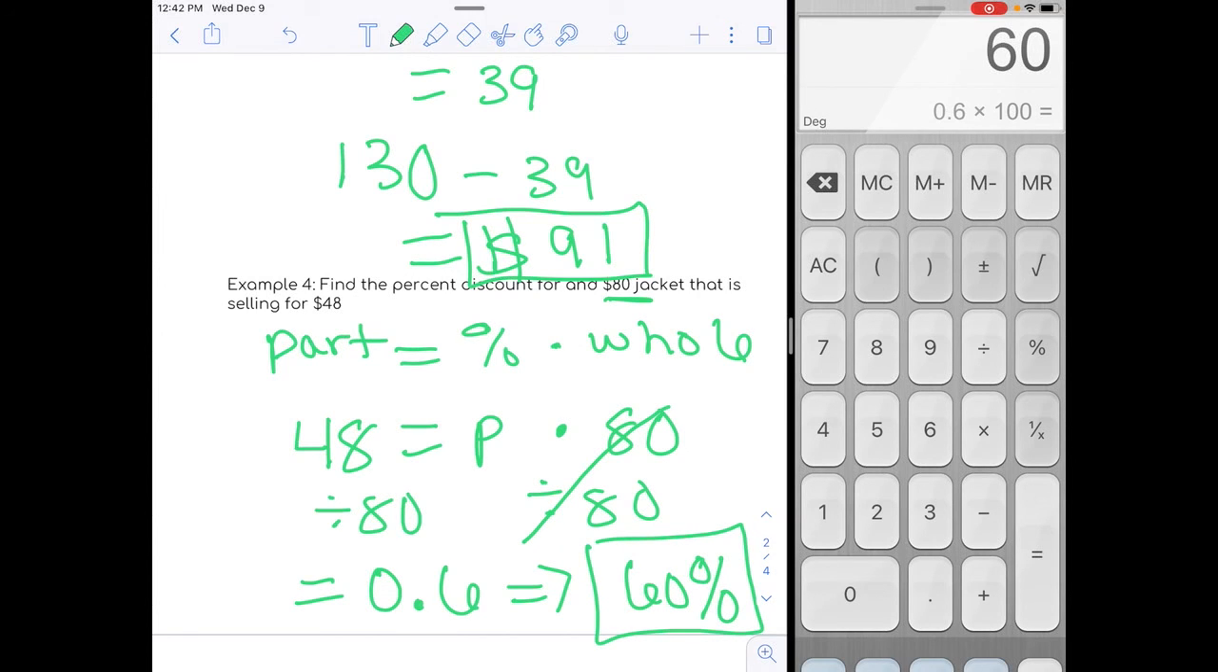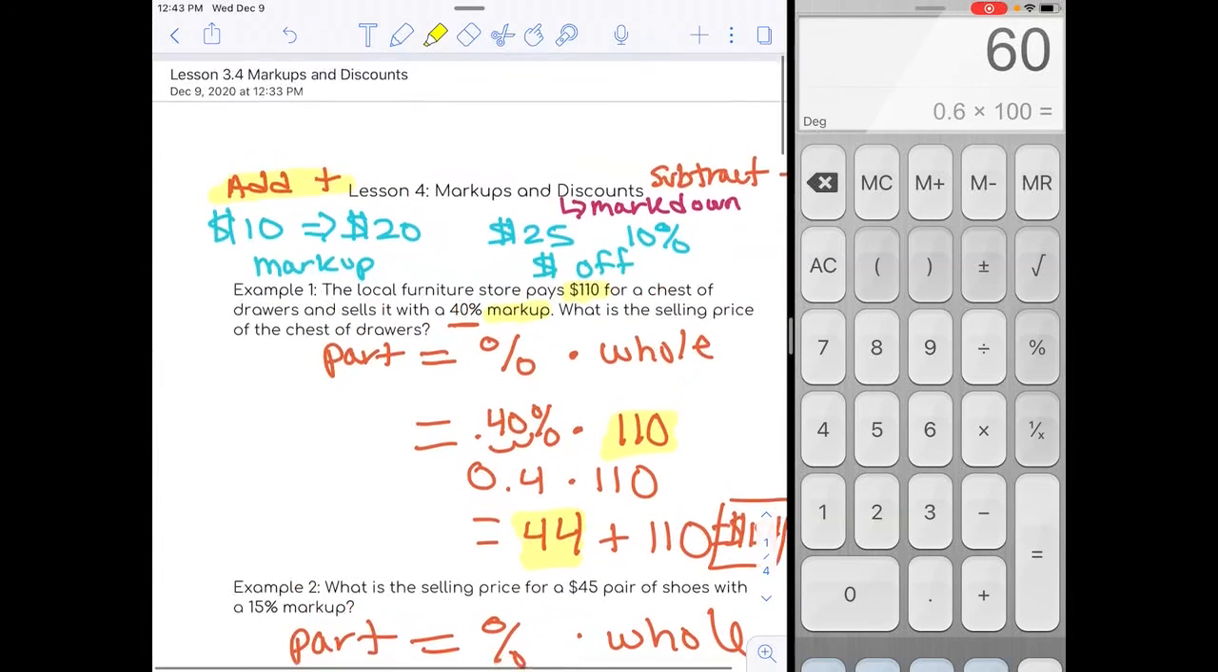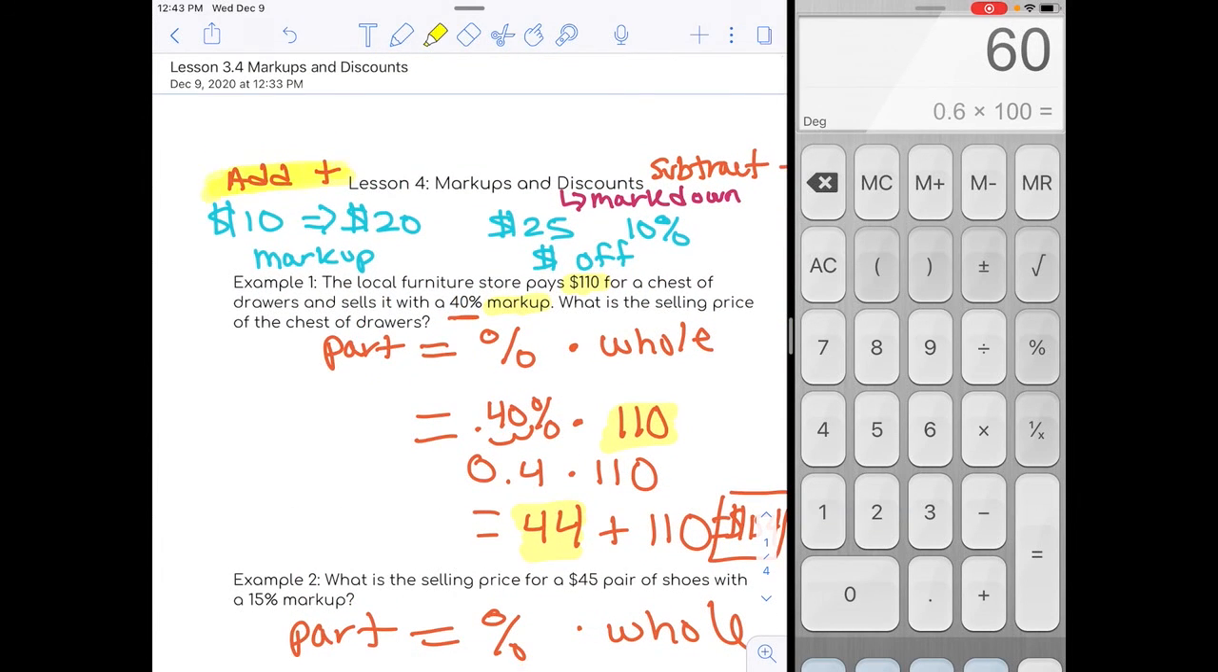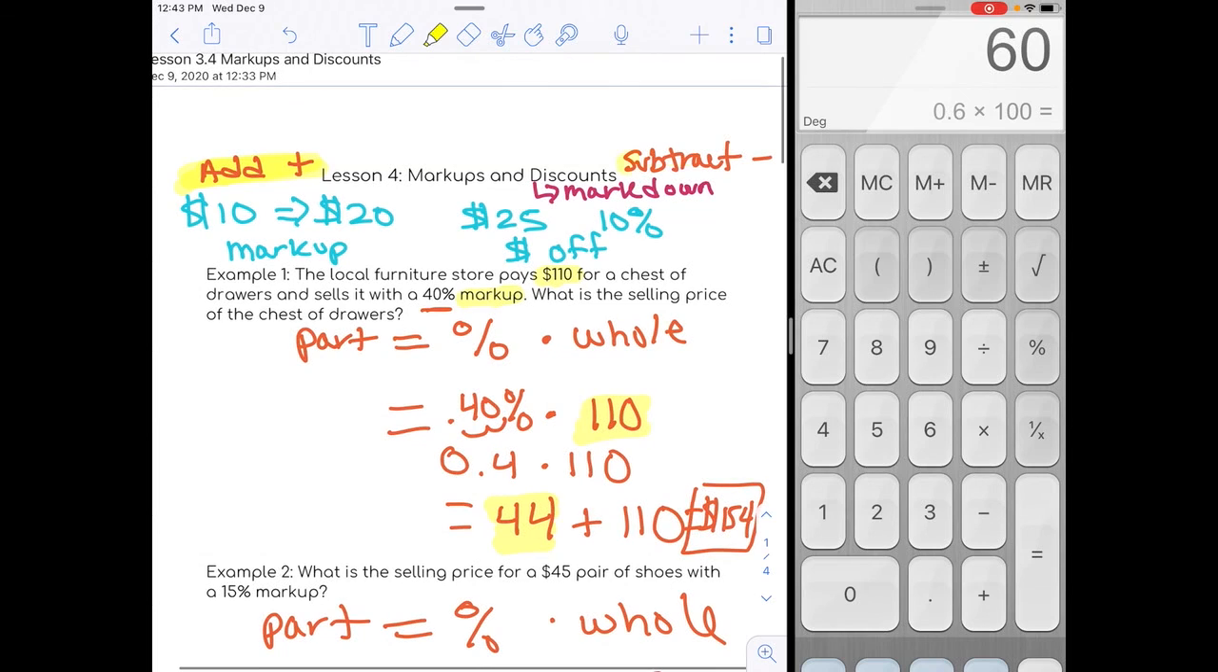So again, you guys, when you are trying to find the actual selling price after a markup or discount, you're going to multiply your discount or percent markup by the original price. And then if you are doing a markup, you're going to add that back onto the original price. If you were doing a markdown or discount, you are going to subtract that from the original price.